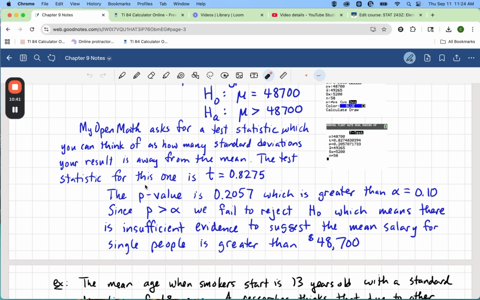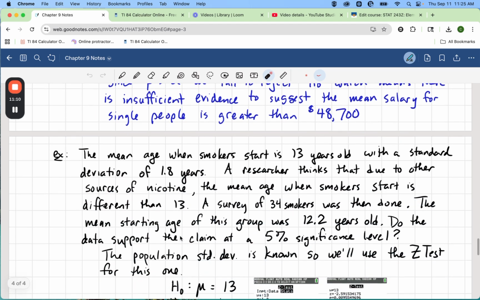Means there's insufficient evidence to suggest the mean salary is greater than $48,700. Okay, so we did not find enough evidence to reject the null hypothesis. We failed to reject it then, all right? If you fail to reject H0, look for these words in MyOpenMath: insufficient evidence. If you reject it, you're going to be looking for sufficient evidence. Here we go. Let's do another one.